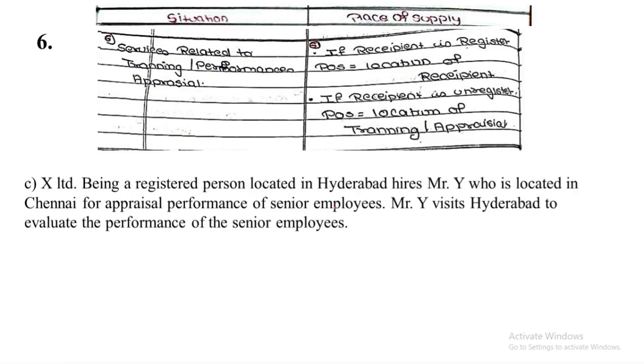The third example: X Limited, being a registered person located in Hyderabad, hires Mr. Y, who is located in Chennai, for appraisal of performance of senior employees. Mr. Y visits Hyderabad to evaluate the performance of the senior employees. Now here the recipient is a registered person, Mr. X. As per the rule, if the person is registered, the recipient's location will become your place of supply. So in this case, Hyderabad will be the place of supply.